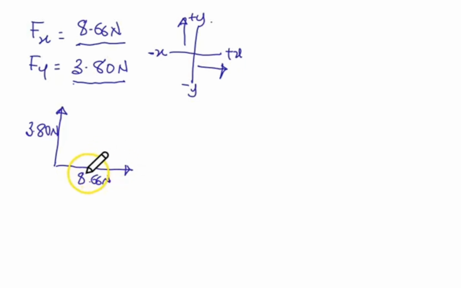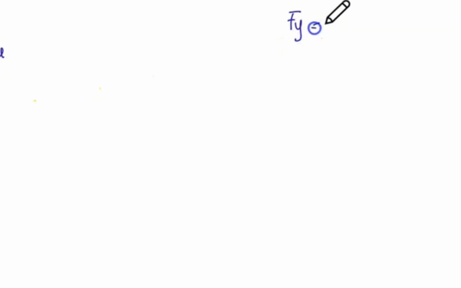So there are cases where you can have them to be negative. Where you have them to be negative, you draw them towards the negative side. Let's say, for example, we have Fy to be a positive 2, and then we have Fx to be a negative 4. So in this case, we are going to have something like this.